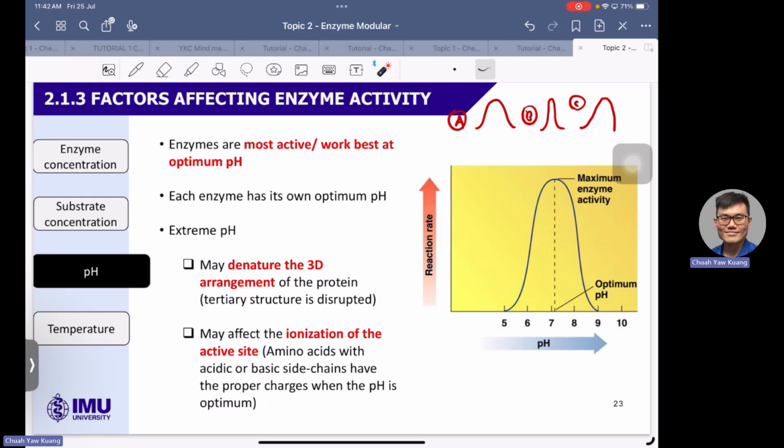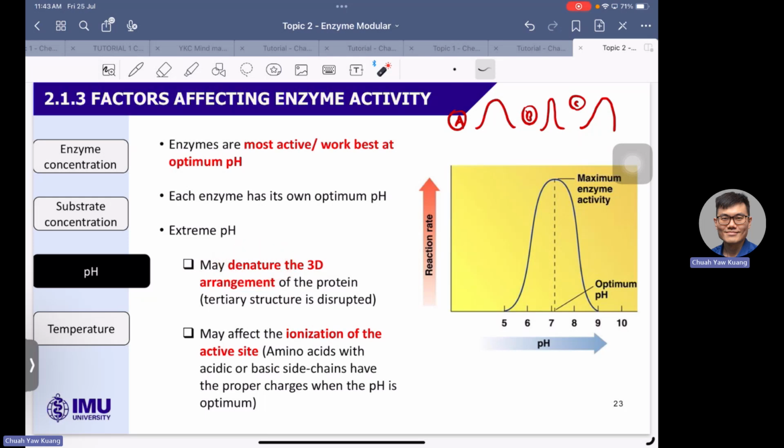What's the reason? Why? Well, you explain in terms of denaturation. So how do you explain that? Because the changes in the pH are going to denature the 3D arrangement, or the globular structure of the enzyme. That's the first one.